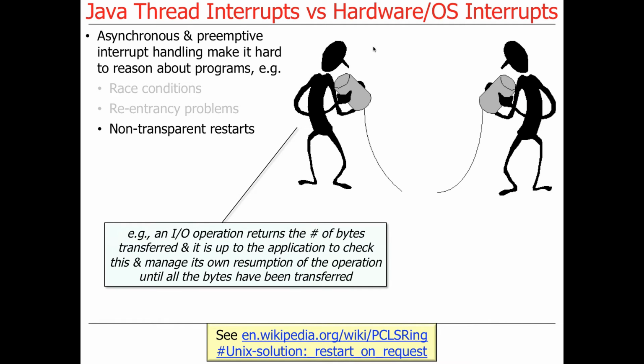And then there's a third problem, which is called non-transparent restarts. So it turns out that you might be blocked in a long-running operation like a read or a write, and that is going to return the number of bytes that it read or wrote while it's blocked. Well, if you end up having something that is interrupted, then it may not restart things in quite the right way. And so you need to make sure you keep track of what's been happening.